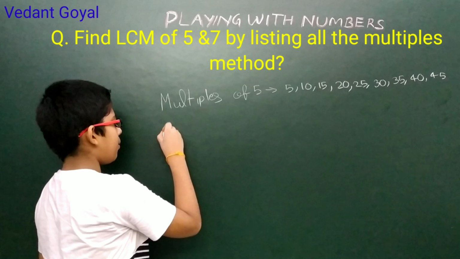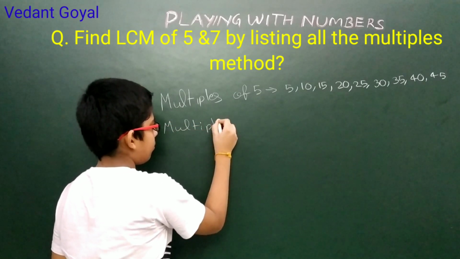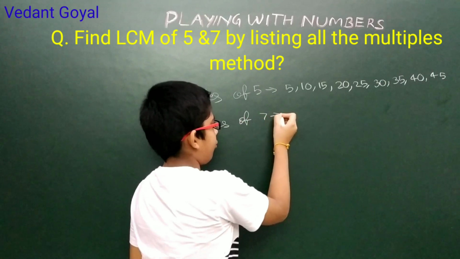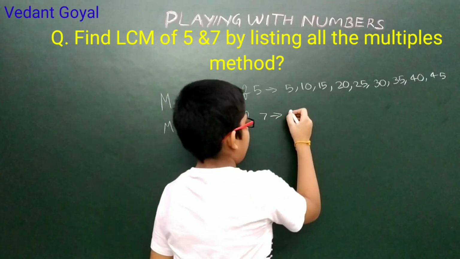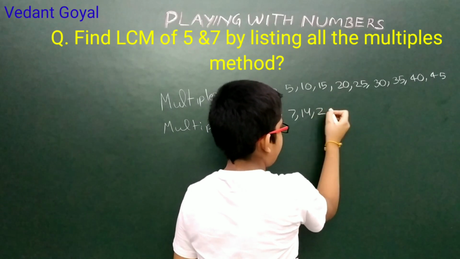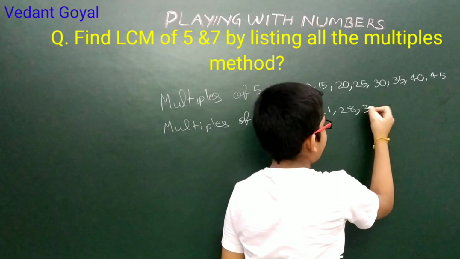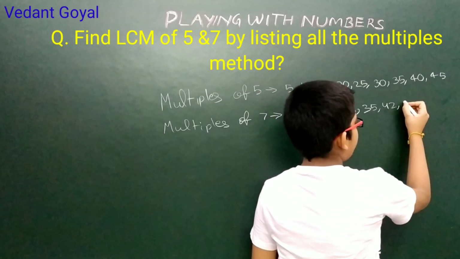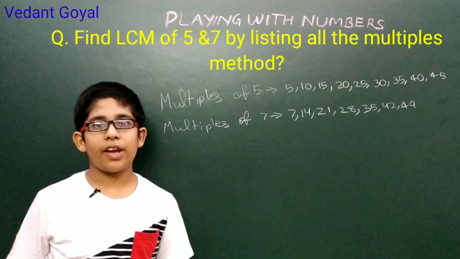And then we have to find the multiples of 7. What will be the multiples of 7? The multiples of 7 will be 7 into 1, 7 into 2, and so on. And they will be 7, 14, 21, 28, 35, 42, 49, and so on.